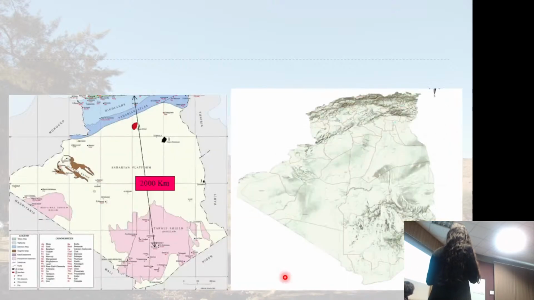Alright, so here I wanted you to have an image of how the relief is, with a gray scale. Everything you see in gray here is the relief, so the mountains. And all the rest is desert, is sand. So whenever we want to go, my university is here in the north, in Algiers. And we have to go all the way down here.